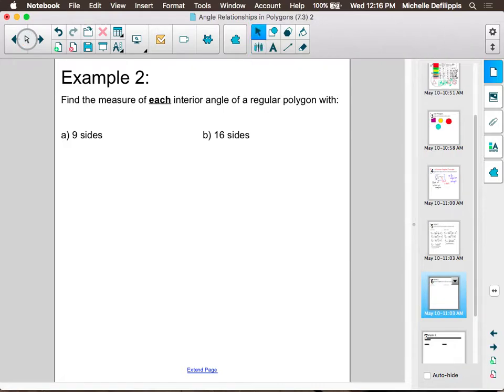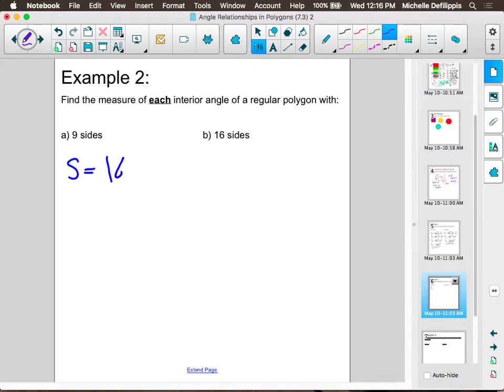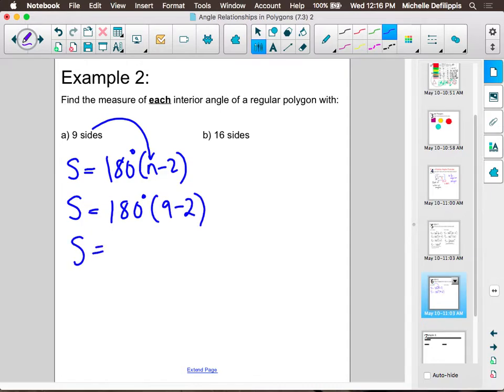So how can we use our previous equation? Well, again, we know that the sum of all the interior angles is 180 degrees times n minus 2. What part of this equation do we have already? Well, we have n again. So that means we can find the sum of all the angles. Let's go ahead and do that. So 180 degrees times 9 minus 2. So that gives us 180 degrees times 7, which gives us 1260. Okay, so this is the sum of all the angles.